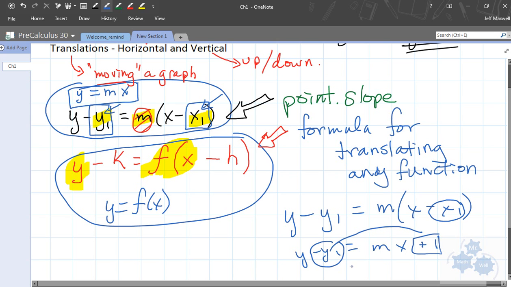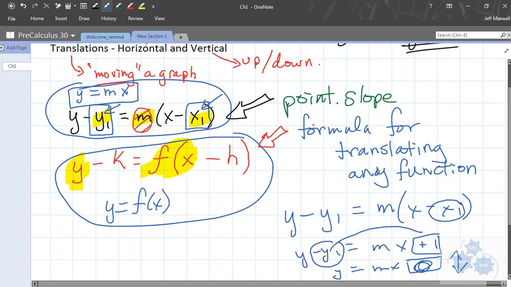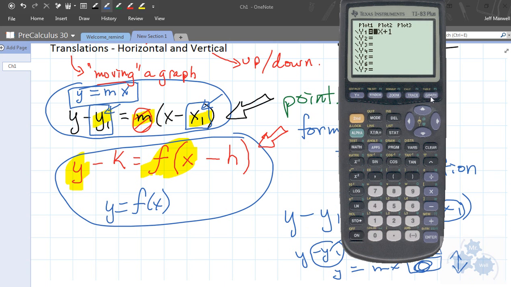So that's actually y equals mx, and this over here represents the y, or the vertical translation. Okay, so that's what we just did. If we wanted to move this line to the left or to the right, which is a bit tricky to see because it's a line, it's tough to know when it moves up and down or left and right.